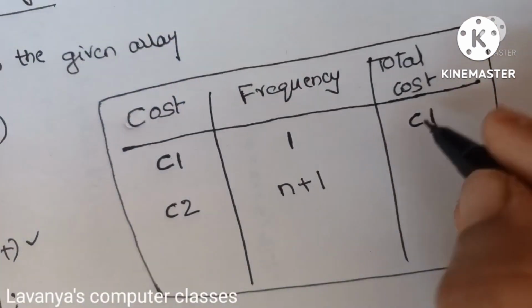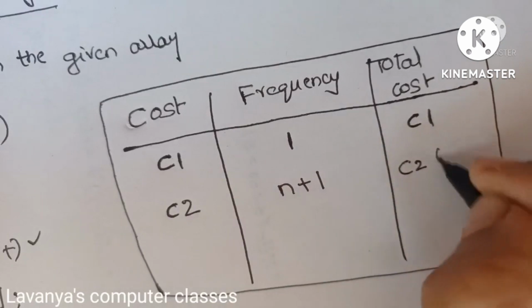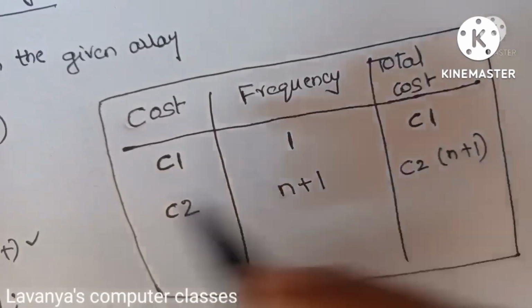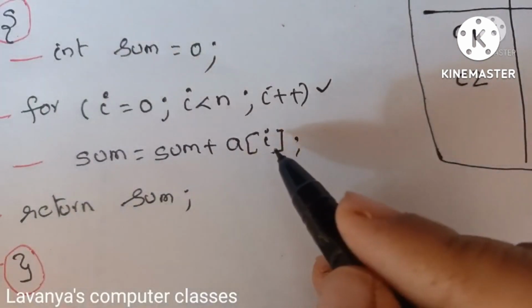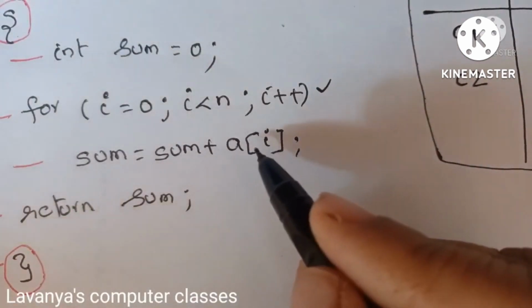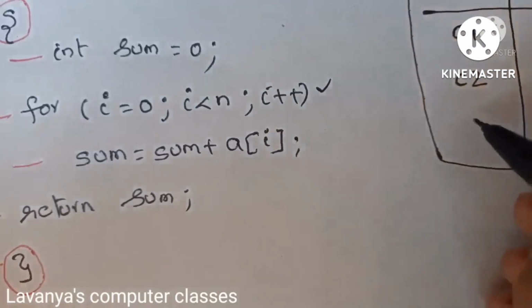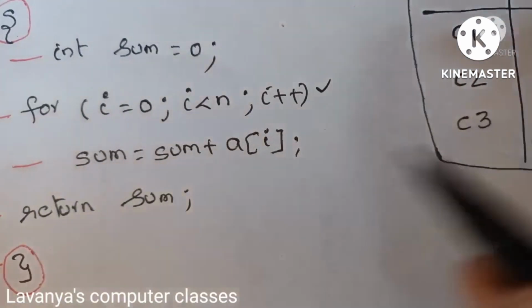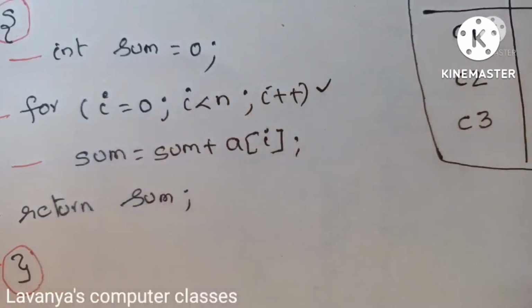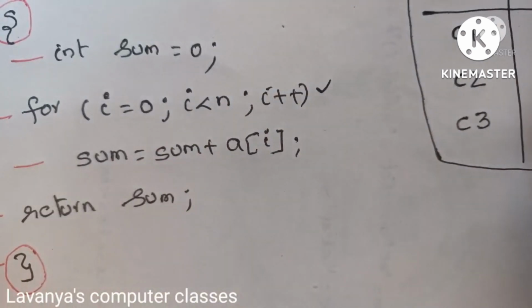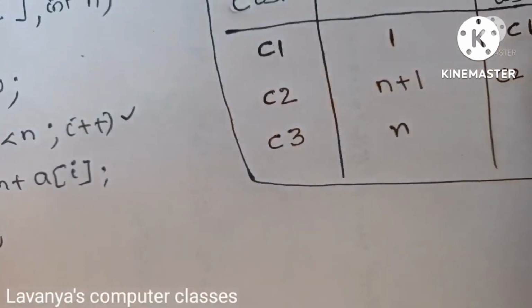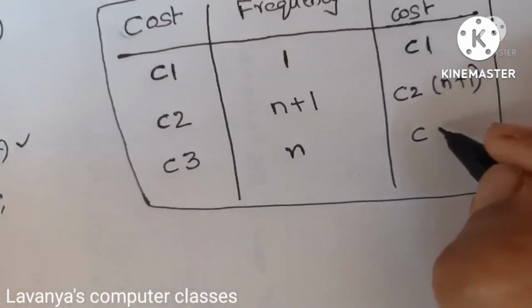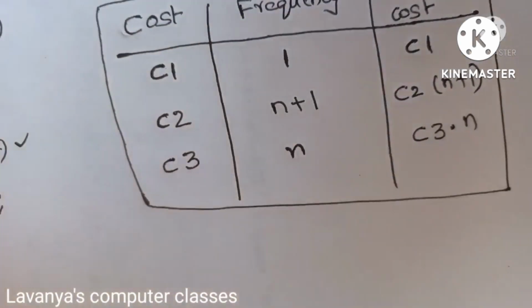So what is the total cost? C2 into n plus 1. This is for the loop. Now the next line: sum equal to sum plus A of I. What is the cost of this line? It is a constant C3. How many times is it executed? It is executed n times, because whenever the condition is true, only then the program is executed. So the total cost is C3 into n.